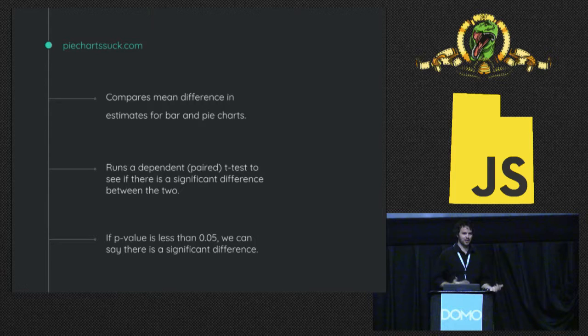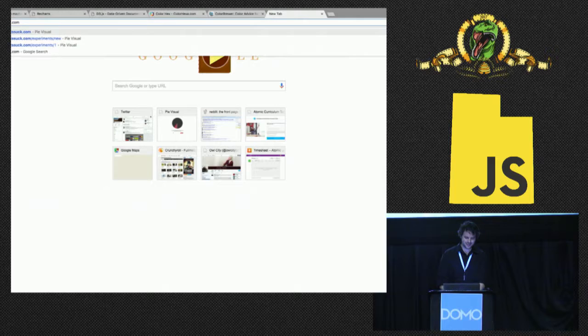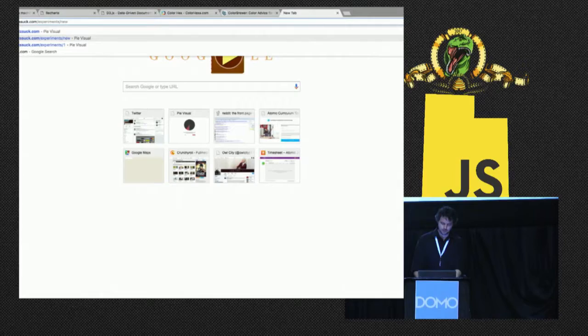So what I'd like to do is have everybody go through this, if you want to participate. If you don't, then this might be a boring 10 minutes for you or so. It should show a bar chart and a pie chart in order for you, right? It'll have a text box for you to input your guess of what the percentage is.